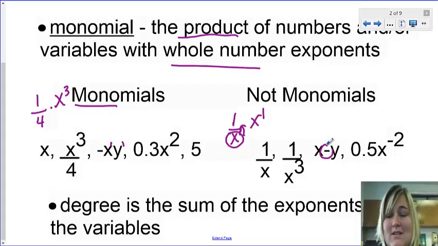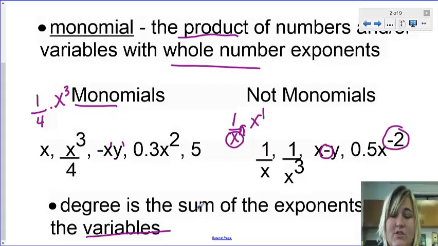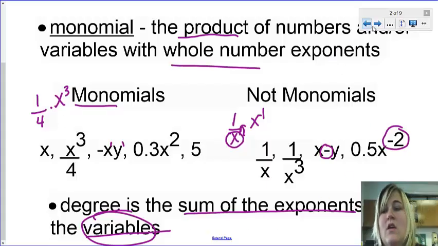This is not a product. This is a difference, they're being subtracted. This is a product, but again, we don't have a whole number exponent. The degree is the sum of the exponents of the variables. It's important that you understand that. The sum of the exponents of the variables, variables only.